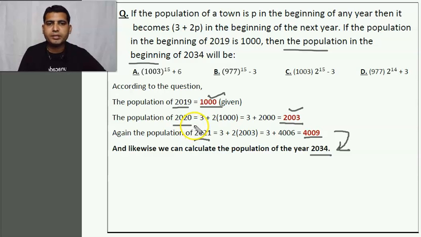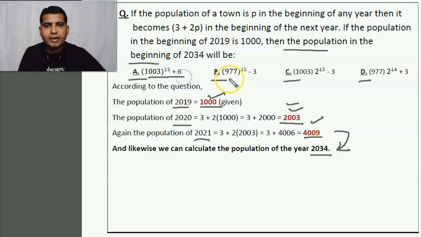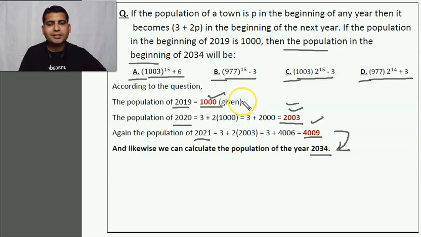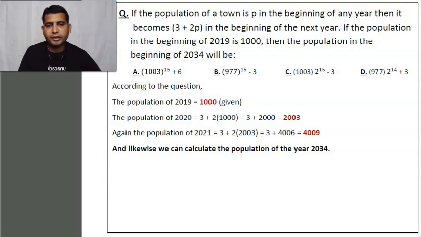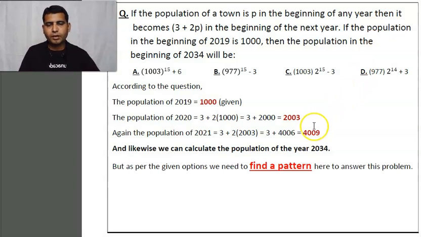But the problem here is that when we go through the options, we can see that there is no numerical data like 4009 or 2003 given to us in the options. In fact, in the options there are some pattern-like structures given to us. The answer is in a pattern-like structure. So to answer this question, we need to find the pattern. So let's begin with it. How to find the pattern?